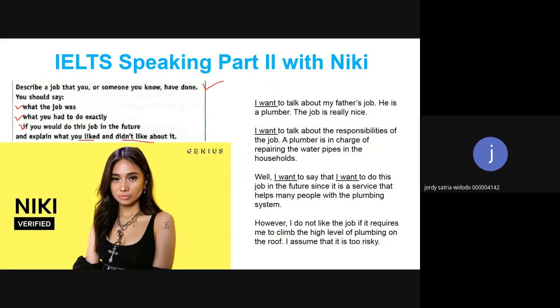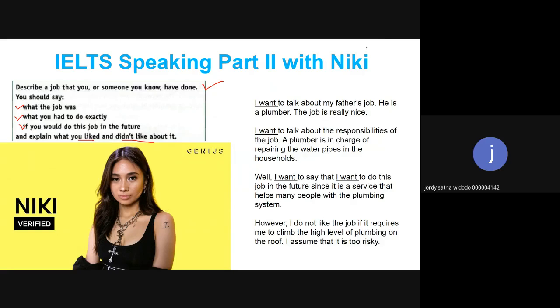I want to talk about my father's job. He is a plumber. The job is really nice. I want to talk about the responsibilities of the job. A plumber is in charge of repairing the water pipes in households. Well, I want to say that I want to do this job in the future since it is a service that helps many people with the plumbing system. However, I do not like the job if it requires me to climb to the high level of plumbing on the roof. I assume that this is too risky.